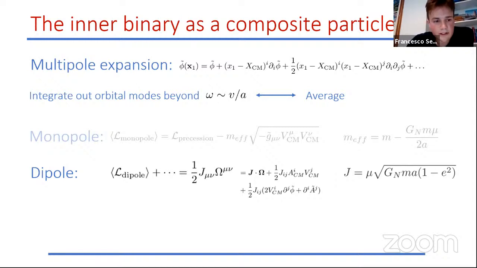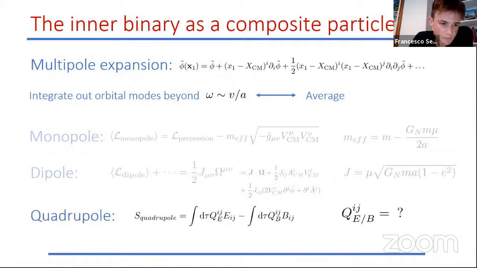And okay, we could think about going to higher orders in the multipole expansion, and indeed we can already guess what is the leading term in the effective action for the quadrupole, because we know by symmetry that the quadrupole moments will have to couple to the components of the Weyl tensor. And okay, the computation of these quadrupole moments is something that we are doing now. So for today, we will have to be happy with the dipole.